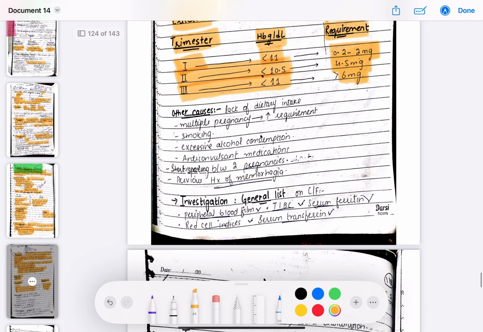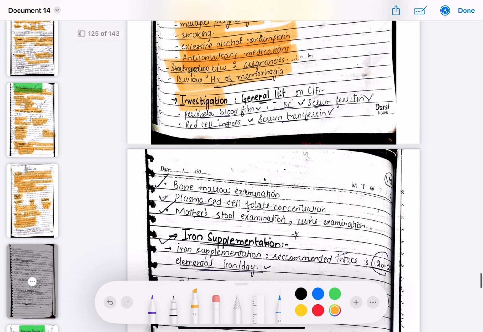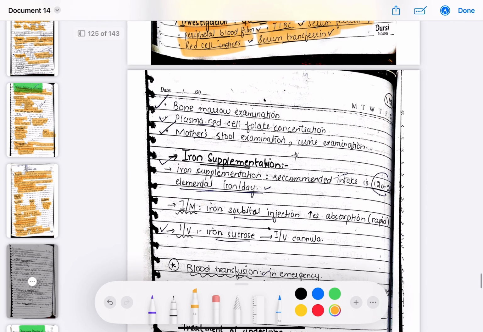Now, the other causes are lack of dietary intake, multiple pregnancy and increased requirement, smoking, excessive alcohol consumption, anticonvulsant medications, short spacing between two pregnancies, and previous history of menorrhagia. The investigations are the general list based on the clinical features, that is peripheral blood film, total iron binding capacity, serum ferritin, red cell indices, serum transferrin, bone marrow examination, plasma and red cell folate concentration, and mother's stool examination and urine examination.